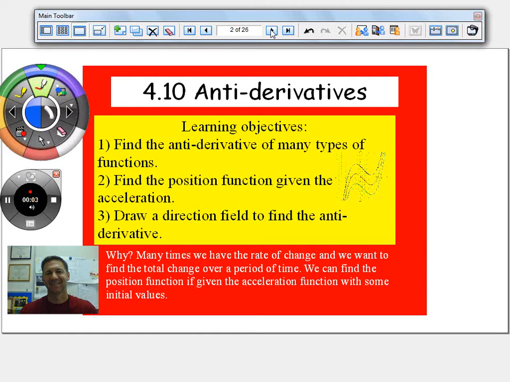Alright, gang, we're going to talk about antiderivatives. This is the last section of the chapter, and it's going to be pretty rich in content. So these are some of the objectives that I'm going to try to cover here. This is kind of our intro into working backwards.